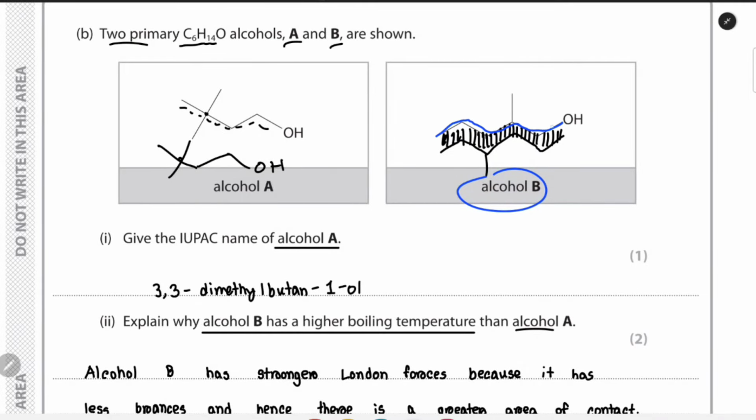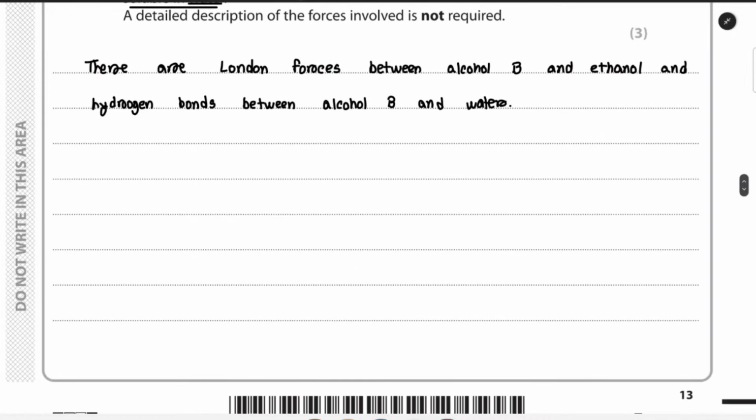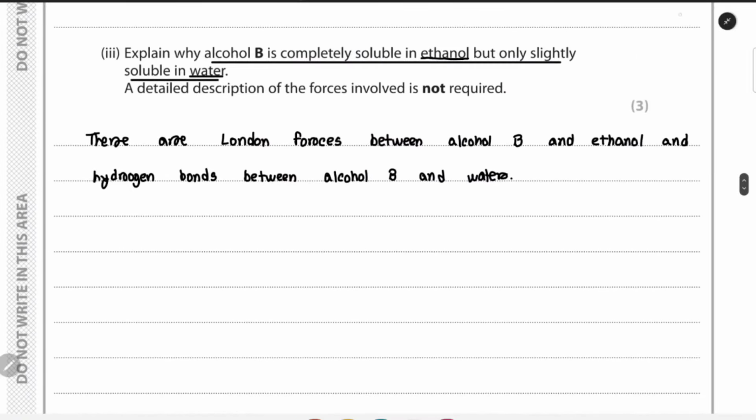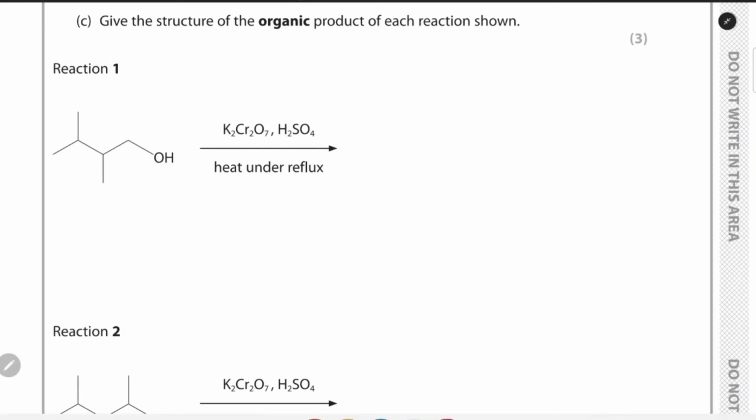this is a very long carbon chain. This is a very big molecule, C6H14. This is a 6 carbon chain. So the London forces over here will be very strong in comparison to the hydrogen bonds. In general, if I keep increasing the length, the London forces will become more dominating than the hydrogen bond. So the London forces between alcohol B and ethanol are stronger than the H bonds between B and water.